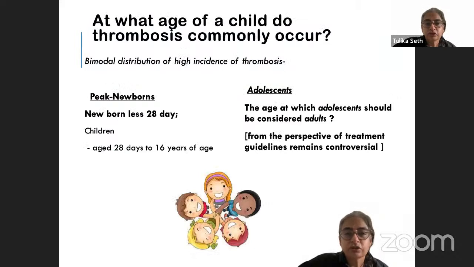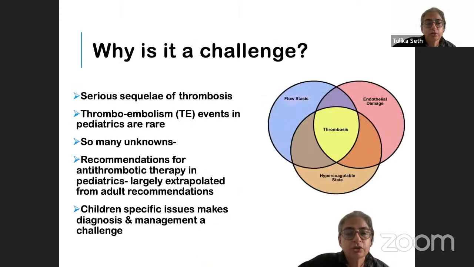So what ages can thrombosis occur in children? They can occur actually at any age group, but there are two peaks. One is in the newborn period, and the second is in the adolescent age group. But any child in between, especially if they're sick in the ICU, have central lines or underlying disorders, can develop venous thromboembolic phenomena.